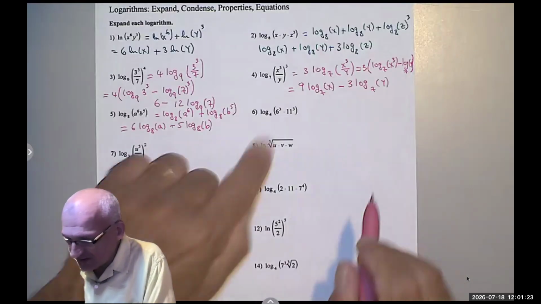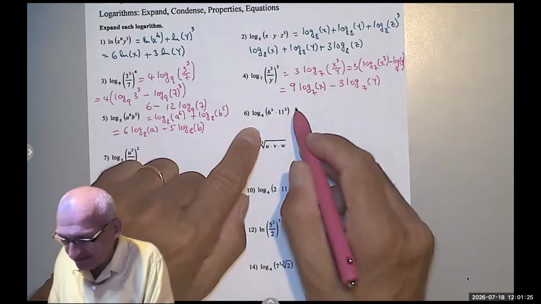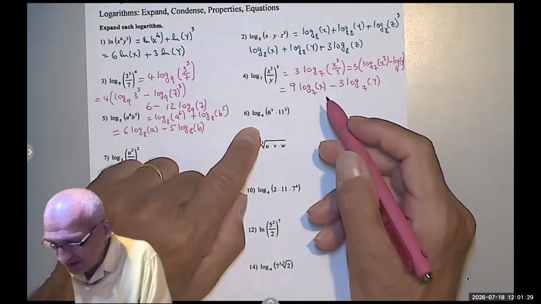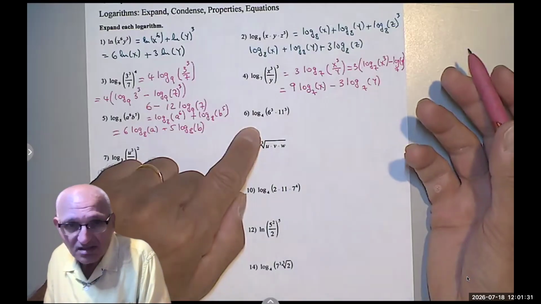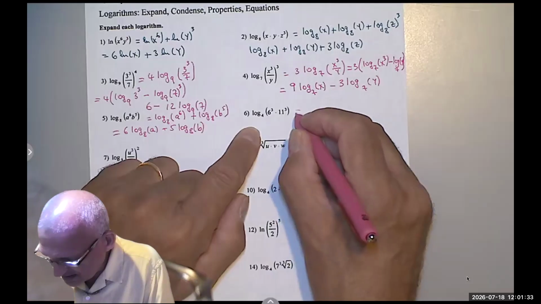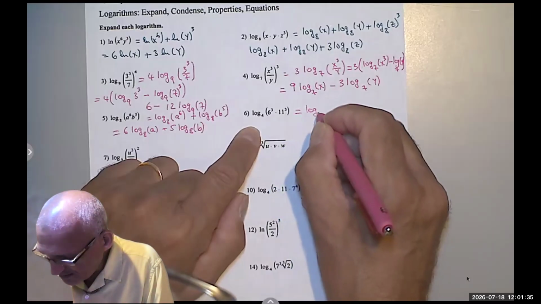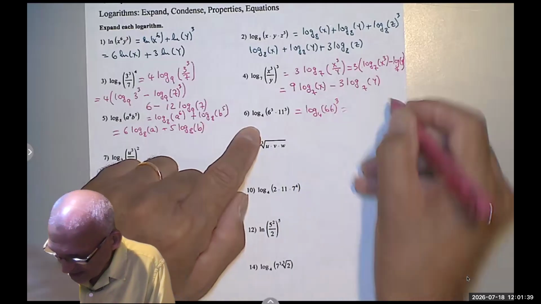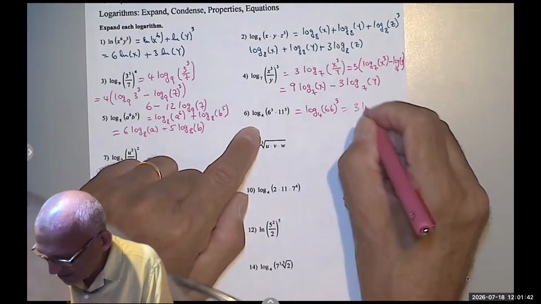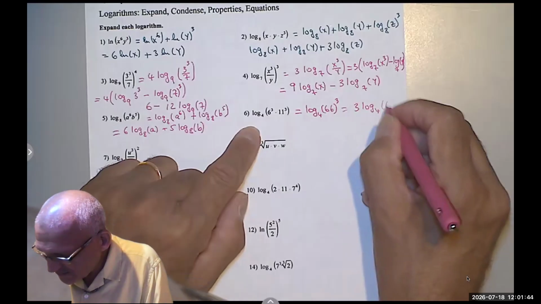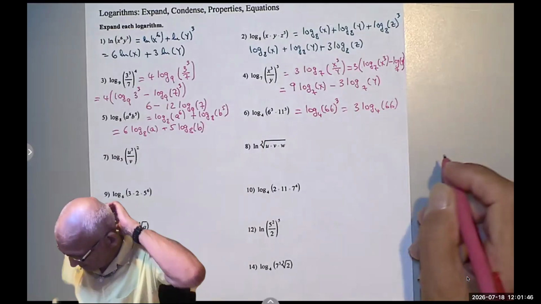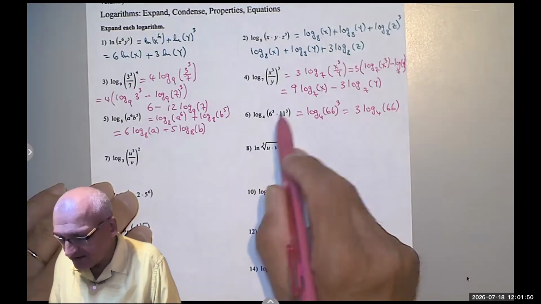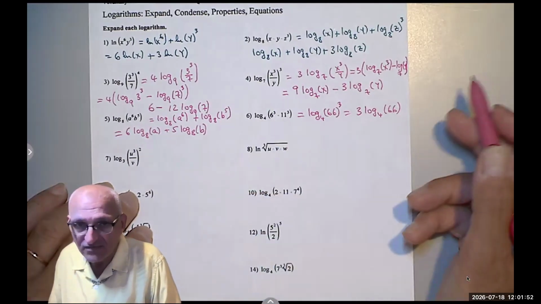What about this one? 6 cubed and 11 cubed. Well, 6 cubed times 11 cubed is 66 cubed, right? So I could say this is log to the base 4 of 66 cubed. The 3 comes down as a multiplier, 3 log to the base 4 of 66. Or you can say 3 log 4 of 6 plus 3 log 4 of 11.